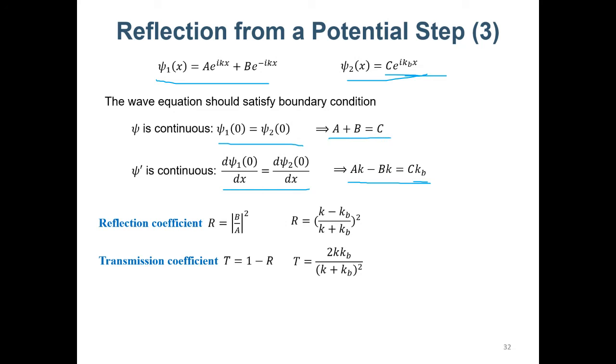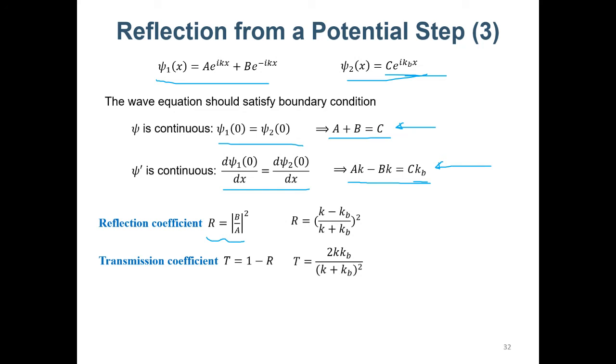So we have a total of 2 equations. One is for the wave function to be continuous. One is for the first derivative of the wave function to be continuous. So solving these 2 equations, we can know that the probability that the particle is reflected is B over A, take the absolute value and then square.